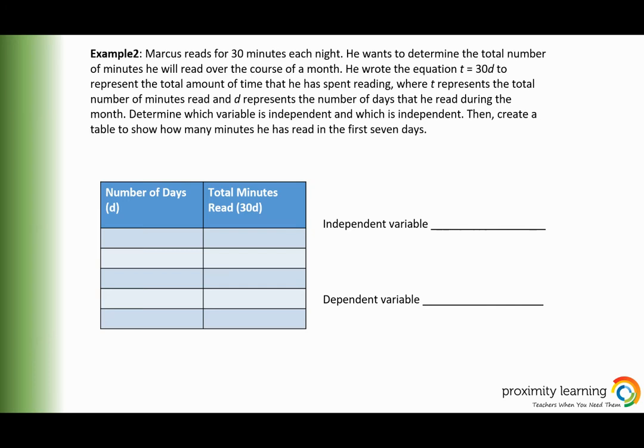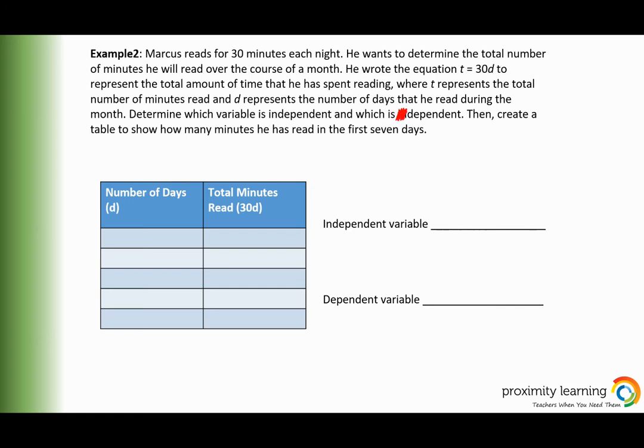Example 2. So let's take a look at some examples. All right. So Marcus reads 30 minutes each night. He wants to determine the total number of minutes he will read over the course of a month. He wrote the equation T equals 30D to represent the total amount of time that he has spent reading, where T represents the total number of minutes read and D represents the total number of days that he read during the month. Determine which variable is independent and which is dependent.